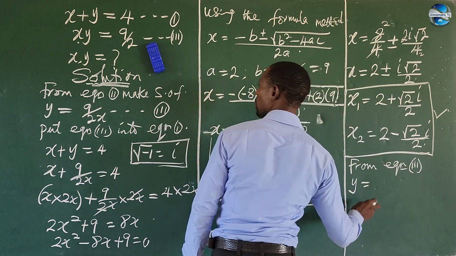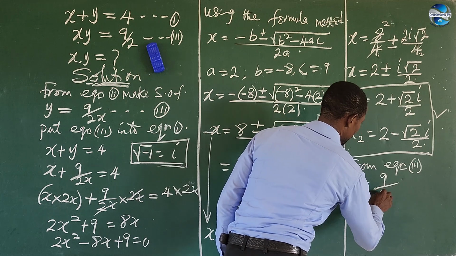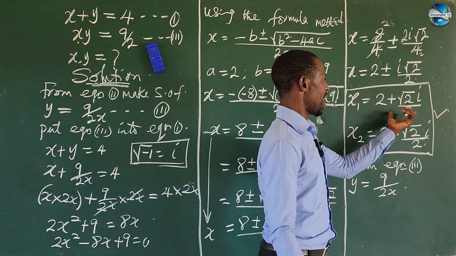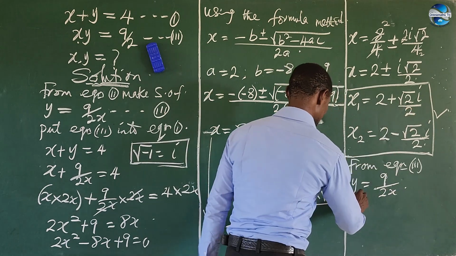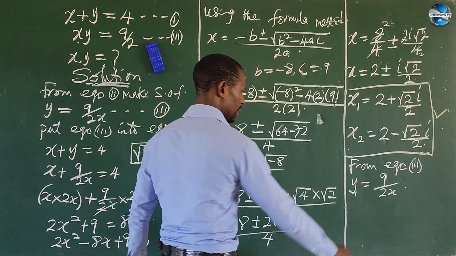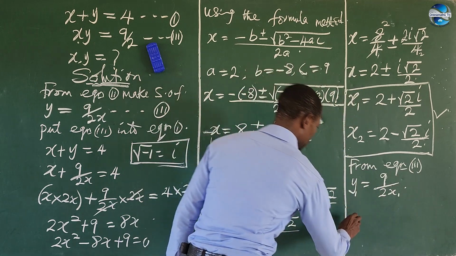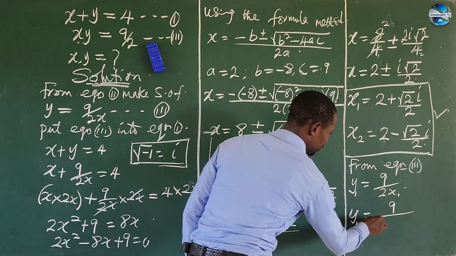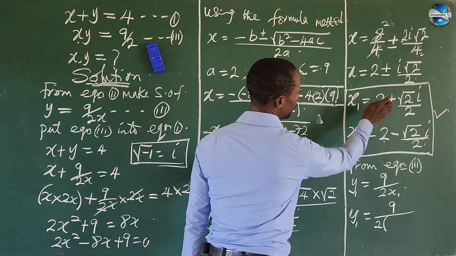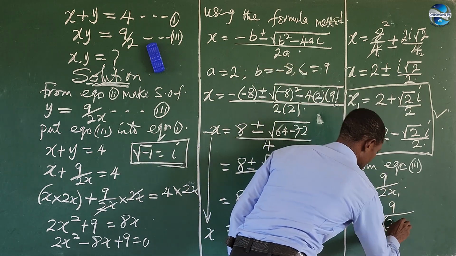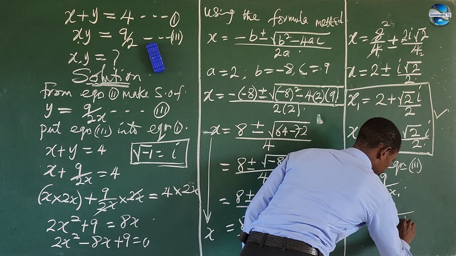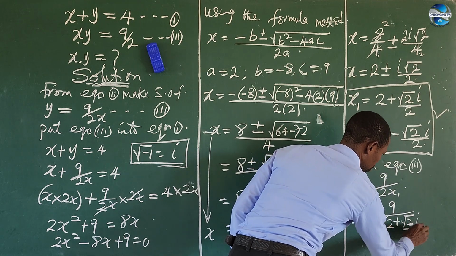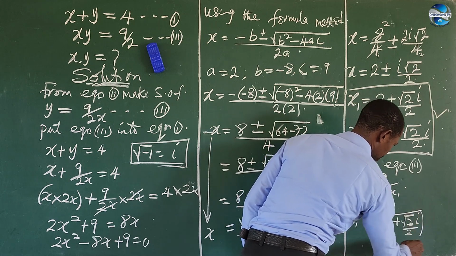We have y is equal to 9 all over 2x. So wherever we see x, what do we do? We put in the value of x1. So automatically we're looking for y1. Okay? So this will give us x1. So we have y1 will now be equal to 9 all over 2 into everything here. We have 2 there plus the square root of 2i there all over 2. Close bracket.